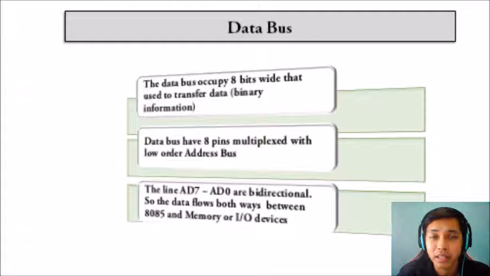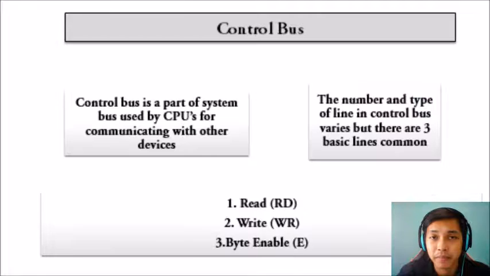Second part is data bus. The data bus occupies 8 bits wide and is used to transfer the data, which is known as binary information. The bus has 8 pins multiplexed with the low order address bus. The lines AD7 to AD0 are bidirectional. So, the data flows both ways between the 8085 and memory or input or output devices.